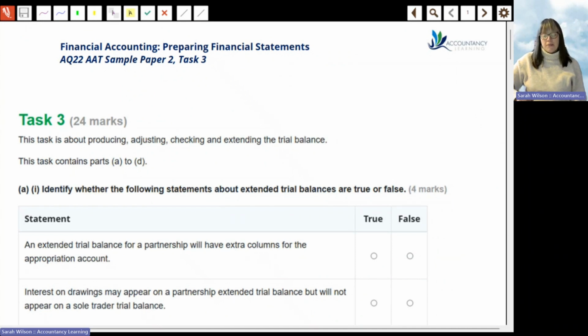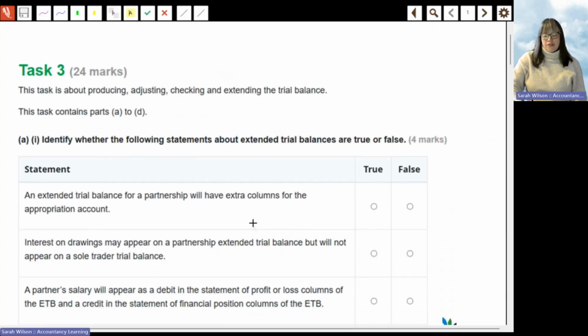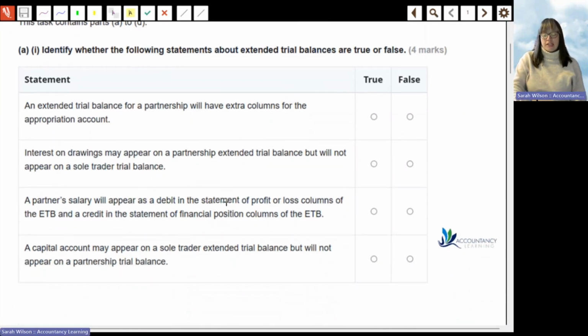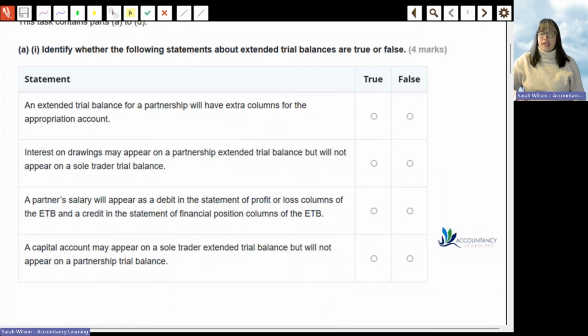The AAT Level 3 Financial Accounts Sample Paper 2, Task 3. So Task 3 is about producing, adjusting, checking and extending the trial balance. First part of the question provides us some statements and we need to identify whether they are true or false. So the first one says an extended trial balance for a partnership will have extra columns for the appropriation account.